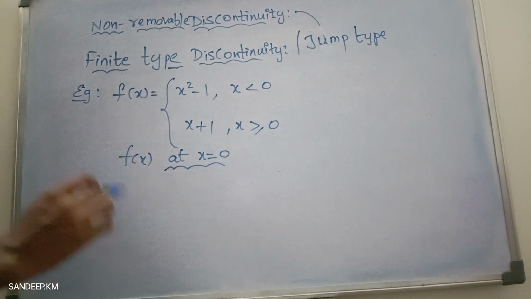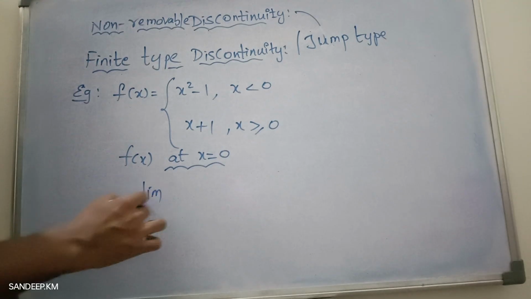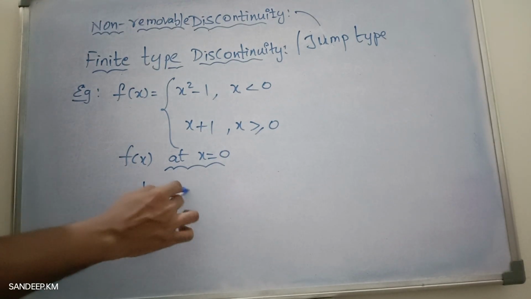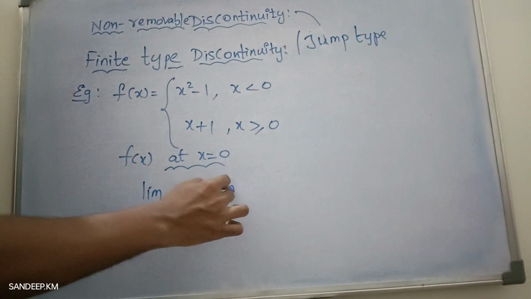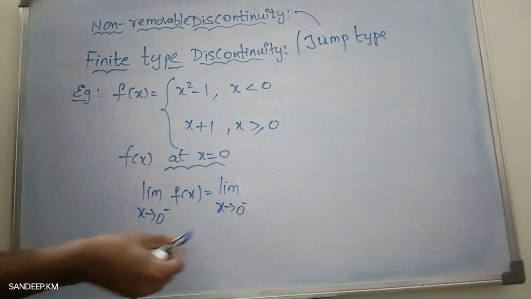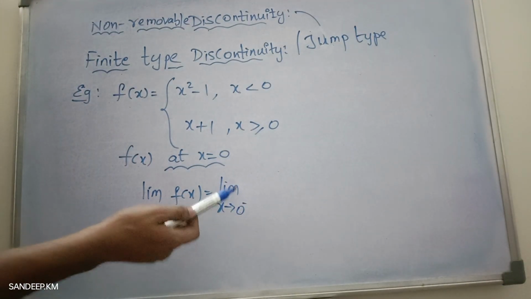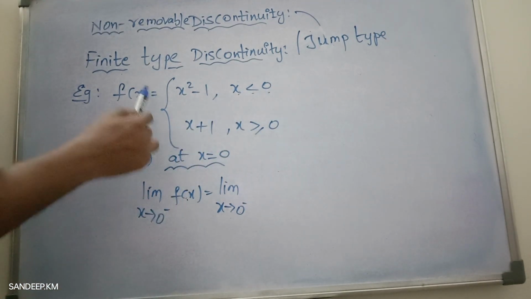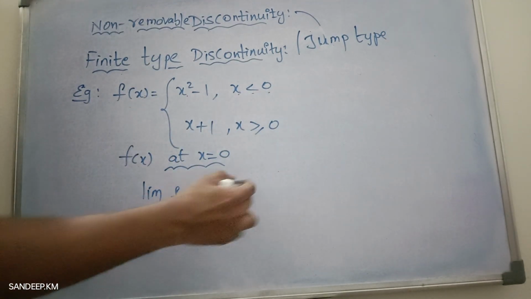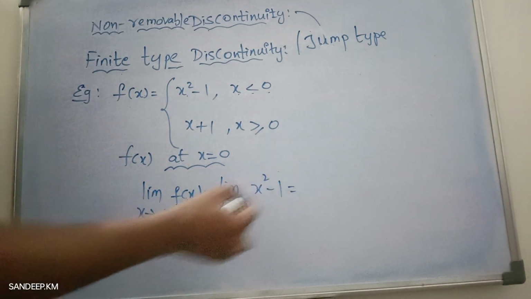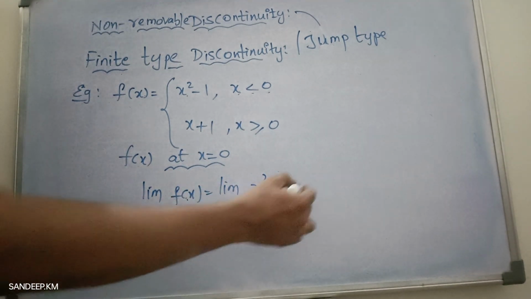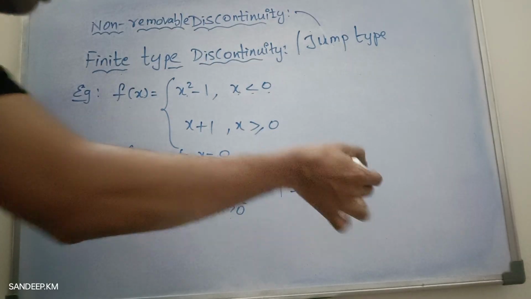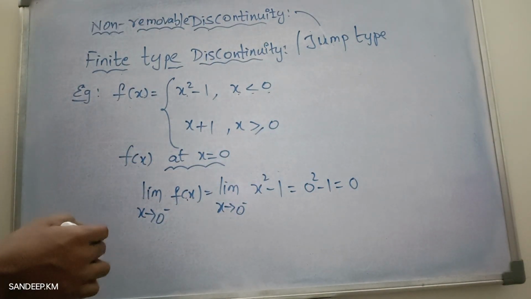For this, let me find left hand limit first. Limit x approaches 0 minus f of x. x is approaching 0 minus means x is just less than 0, correct? x is less than 0. So for f of x, we will take x square minus 1, and after that you can substitute x as 0. You will get 0 square minus 1, which is equal to 0. The left hand limit is 0.